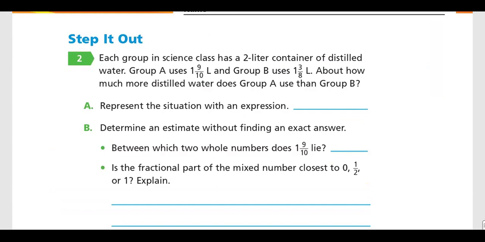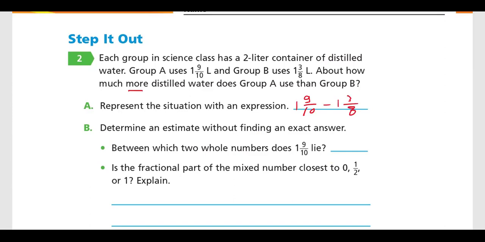Each group in science class has a 2-liter container of distilled water. Group A uses 1 and 9 over 10 liter, and Group B uses 1 and 3 over 8 liter. About how much more distilled water does Group A use than Group B? How much more means subtract. So I have to subtract 1 and 9 over 10 minus 1 and 3 over 8.